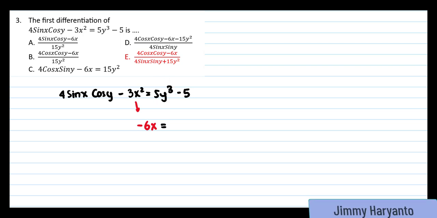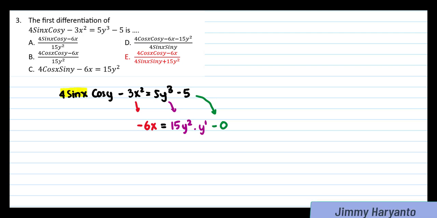And then for this one, 5y cubed will become 15y squared. You differentiate it normally, but for the variable y, you have to add y prime after you finish differentiating. Next is -5. -5 will become 0. Okay, for this one it will be a little bit tricky because we have multiplication right here, sine x times cos y. That means we have to use uv, yeah.